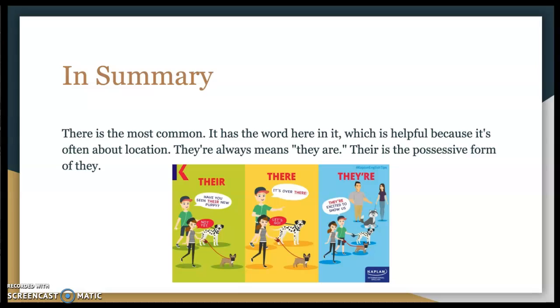In summary, there's the most common. It has the word here in it, which is helpful because it's often about location. They're always means they are. Their is the possessive form of they.